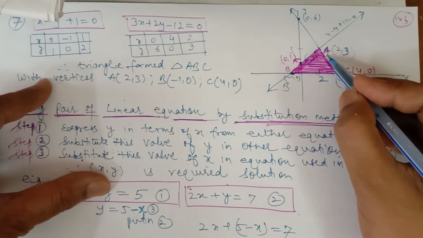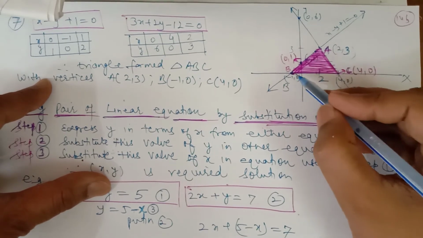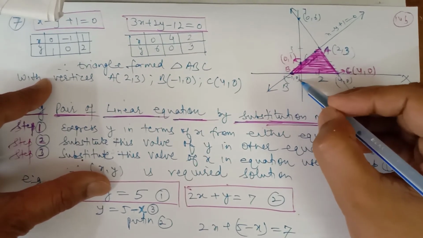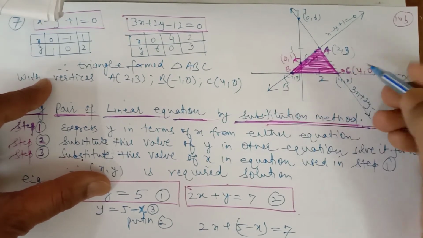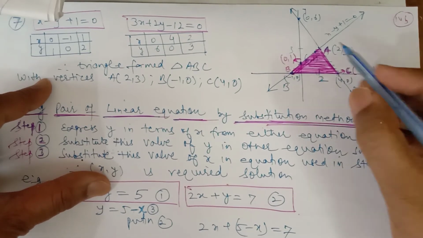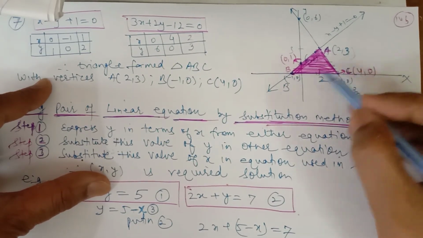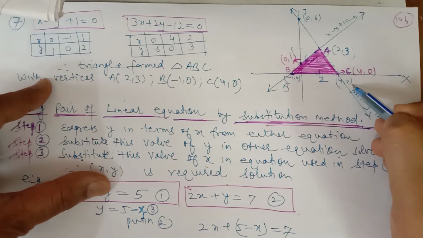Now for vertex A, the coordinates are 2 and 3. For vertex B, the coordinates are minus 1 and 0. For vertex C, we have the coordinates 4 and 0. So the vertices of this triangle are 2, 3, minus 1, 0 and 4, 0. These are the vertices of the triangle formed by these lines and the x-axis.